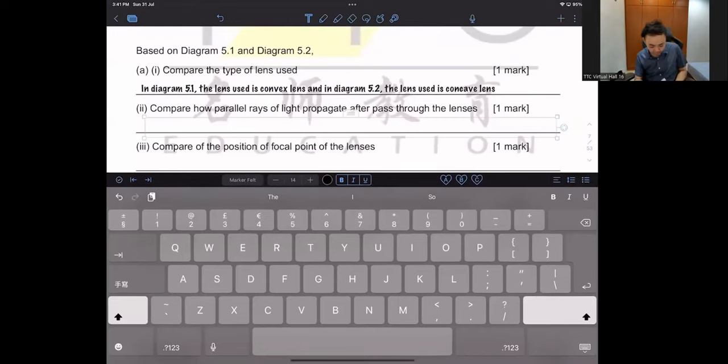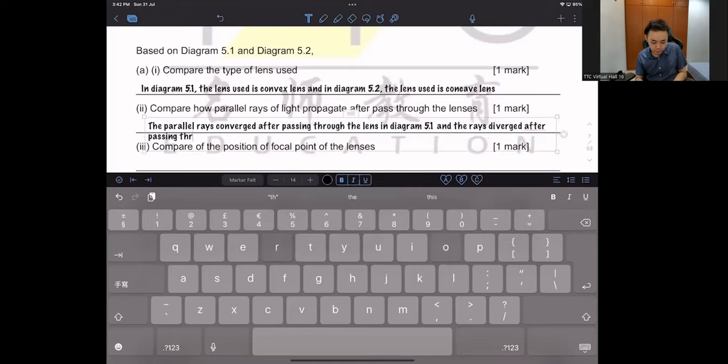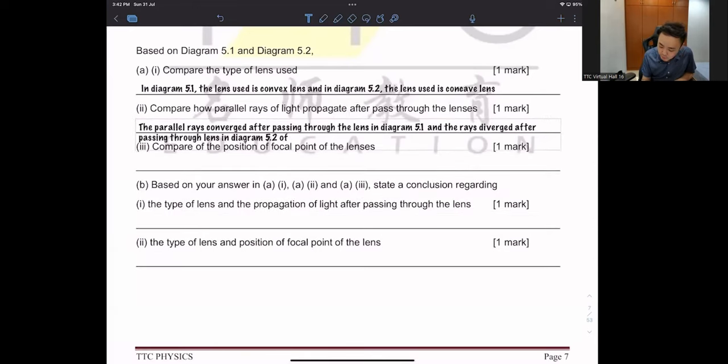Literally, the parallel rays converged after passing through the lens in diagram 5.1, and the rays diverged after passing through the lens in diagram 5.2. I just need you to mention, literally, the keyword is to talk about converged and diverged.